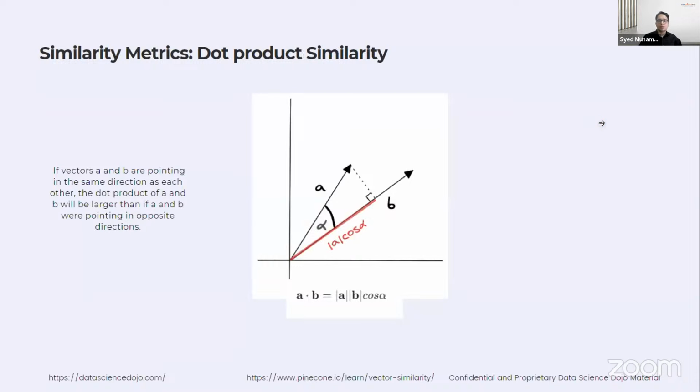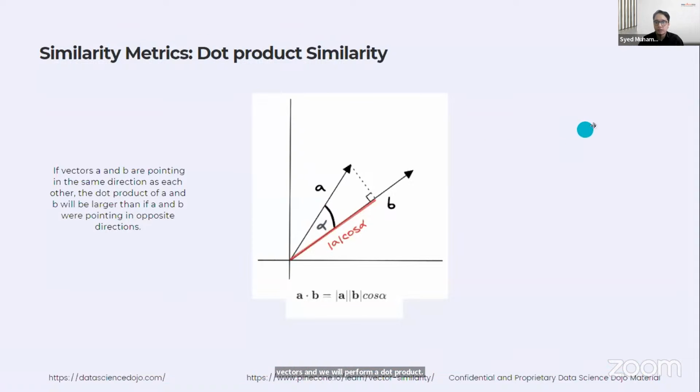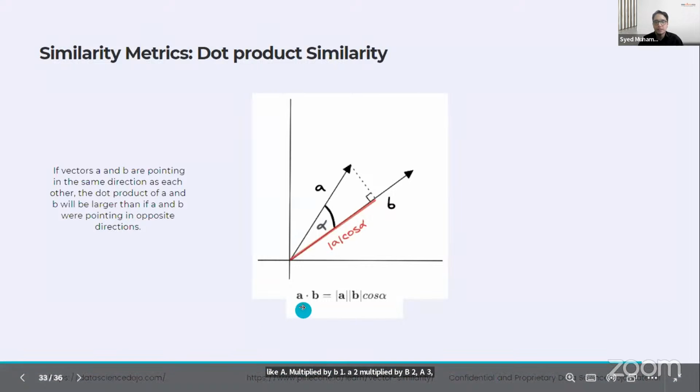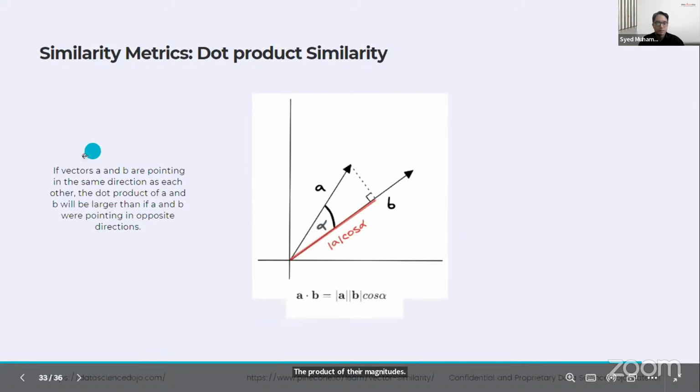Similarly, we have our dot product similarity, where we're simply going to perform a dot product between the two vectors. It could be any n-dimensional vectors, and we will perform a dot product. So it will look something like A1 multiplied by B1, A2 multiplied by B2, A3 multiplied by B3, and just add them up. And this is what we'll be getting for the dot product. Similarly, we could also visualize it as the product of their magnitudes and the cosine of the angle between these two.